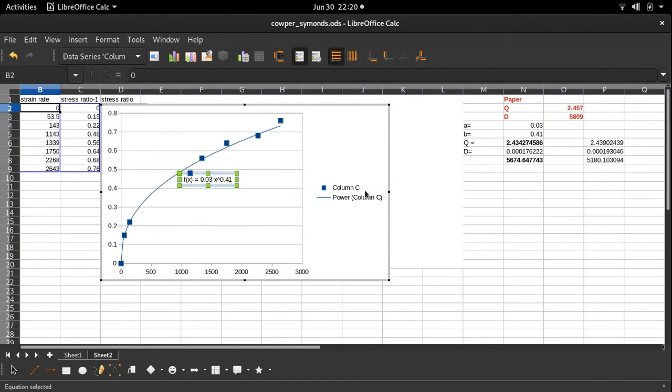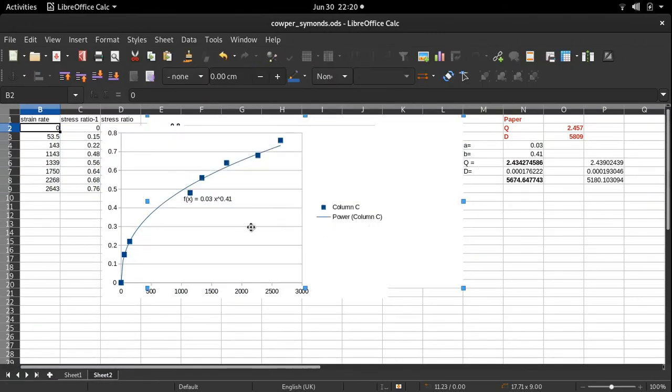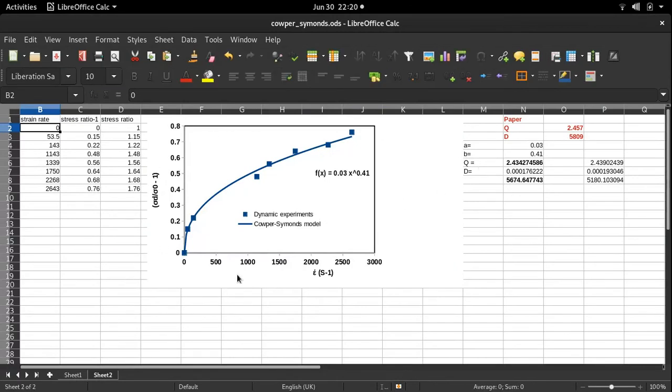I have already made this graph, labeling the x-axis and y-axis, so I'm just deleting what I have made. Here I have just shown how to make this graph. Okay, so this is the graph. The x-axis is strain rate and the y-axis is stress ratio minus 1. So this is the power equation. f(x) is what? Stress ratio minus 1, and x is what? x is strain rate. So how can we calculate?